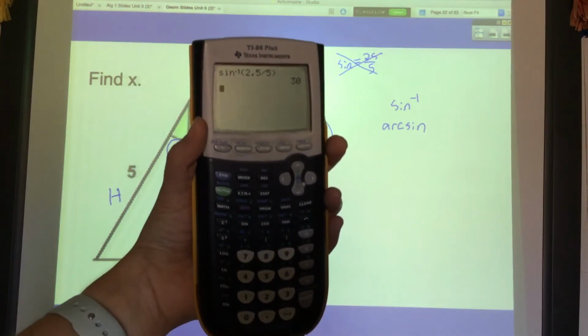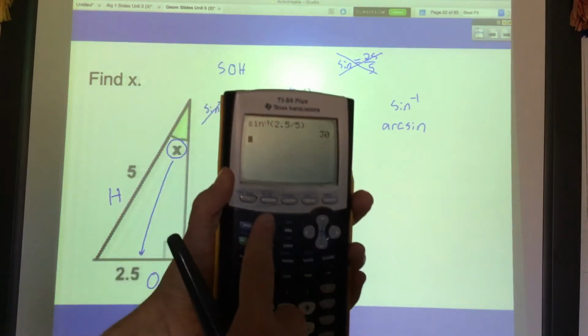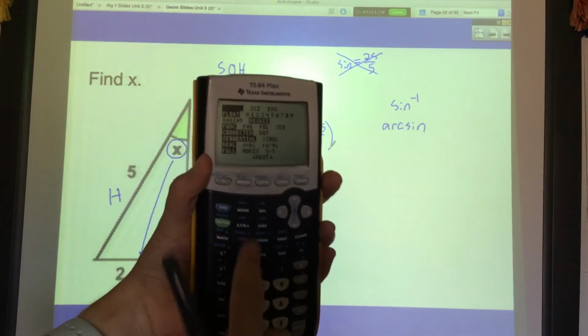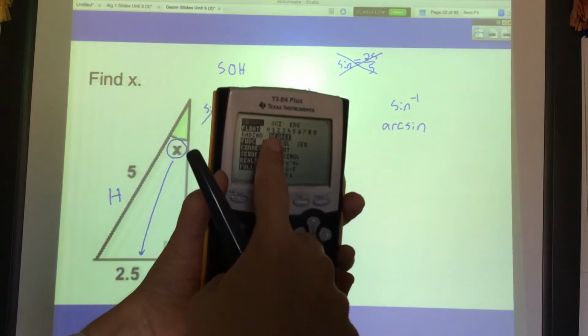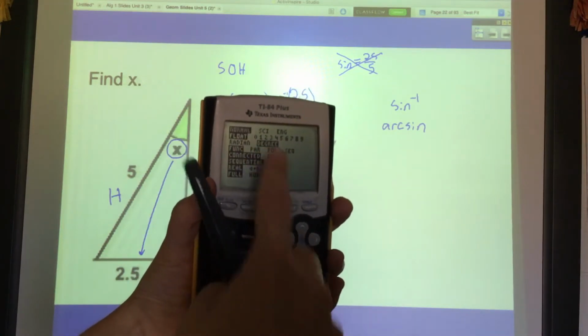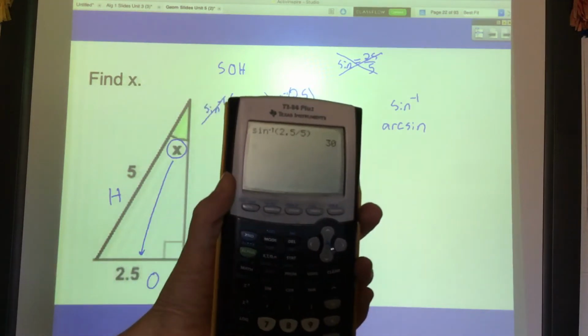Do make sure you're in degree mode. So you need to check up here, mode, and right here degree should be highlighted, not radian. So make sure you're in degree mode.